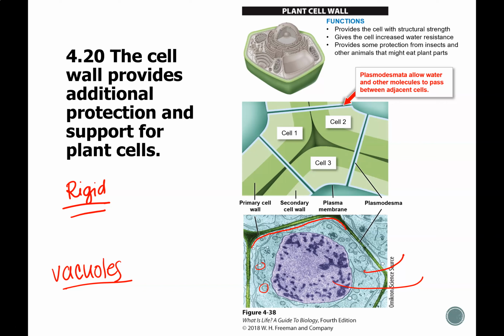This slide also talks about plasmodesmata. I'm not actually going to test you on this. Plasmodesmata are basically junctions between the cell walls that allow materials and molecules to pass between cells, and water, things like that. You don't have to know plasmodesmata for this class.